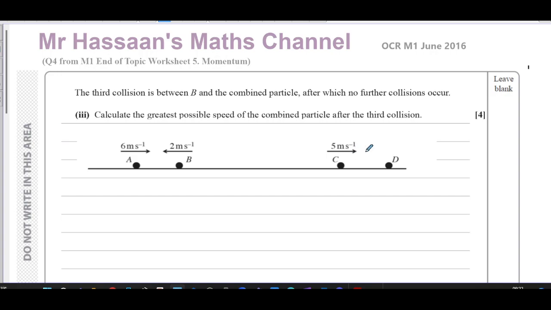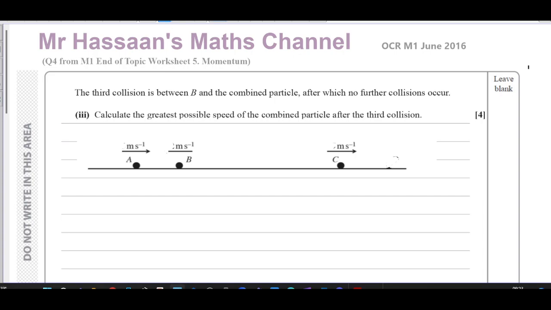So now we don't have C and D separate. The C and D are one particle. So I'll just get rid of this D. Okay, and these are changed now, because this is after A and B collided.